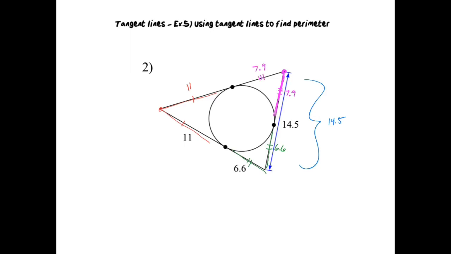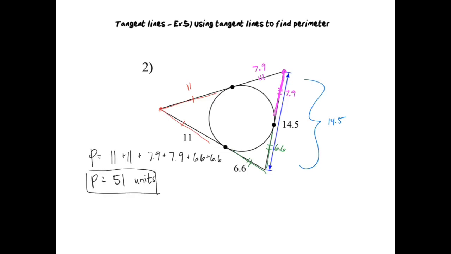So if that piece is 7.9, then the tangent segment that has the common endpoint is also going to be 7.9. So my perimeter is going to be found by adding up the two 11s, the two 7.9s, and the two 6.6s. When I add them all up, I get a total of 51 units. That's it. So this one had a little twist to it. The next one has a little twist as well.